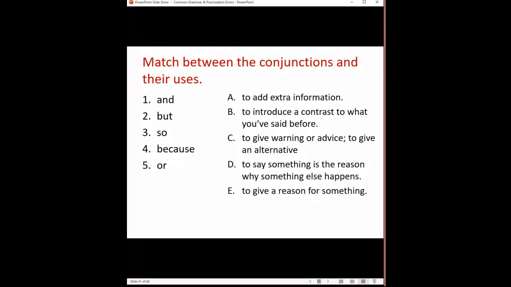And then I want you to match the conjunctions. These are the conjunctions that we chose to present today, and here the meaning. What should I use to add extra information? I want to know the meaning and when I use it. If I want to add extra information, excellent. And to introduce a contrast to what you have said before. Great, but. When you give the opposite point of view or contrast to what you have said before, you can use but. What do you choose to give warning or advice or to give an alternative?